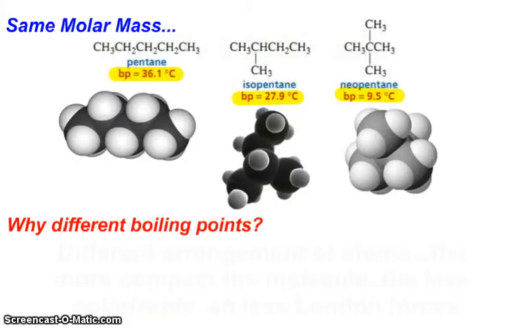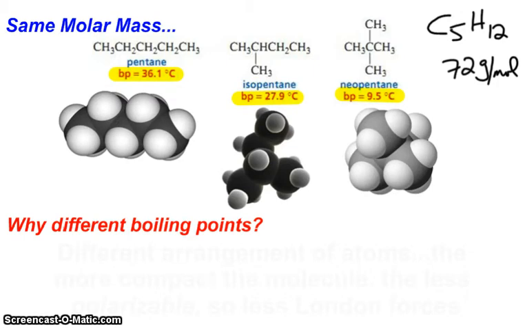So here's an interesting situation. Here I have isomers of pentane. All of these molecules are C5H12, which means they have a molar mass of 72 grams per mole. So we would think they should have similar boiling points since they all have the same molar mass. But you can see regular pentane, which is a 5-carbon chain molecule, boils at 36.1 degrees Celsius. Isopentane, which has 4 carbons in a row and a branch, is 27.9. And then neopentane, 3 carbons with 2 branches, 9.5 degrees Celsius. What is going on here?